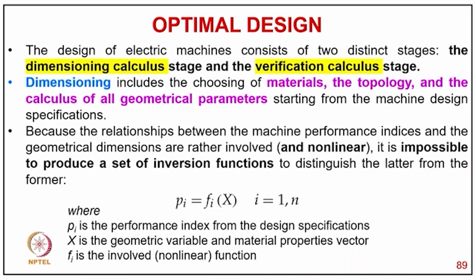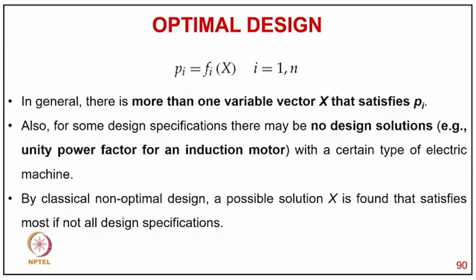So it is impossible to produce a set of inversion functions or mathematical or numerical relations to distinguish the latter from the former. So we say the performance index Pi equals a function of the variables, where there are n variables, i varies from 1 to n, as you can see here. So we can say Pi = Fi(x). In general there is more than one vector that satisfies Pi. Also, for some design specifications there may be no design solution, like a unit power factor for an induction motor, which is not practically possible with certain types of machine.